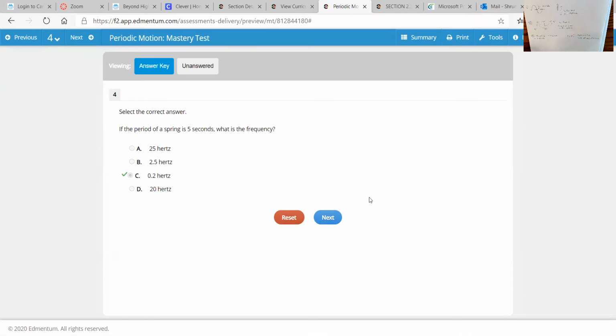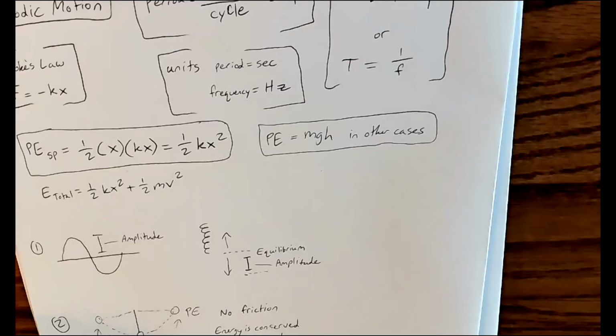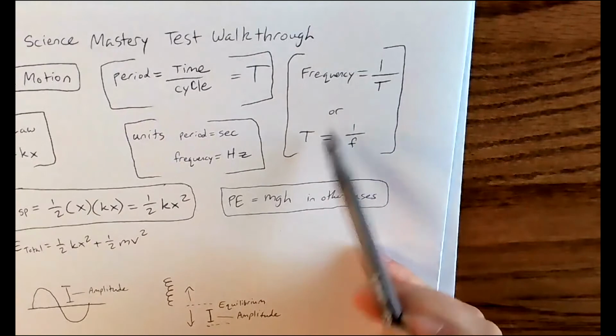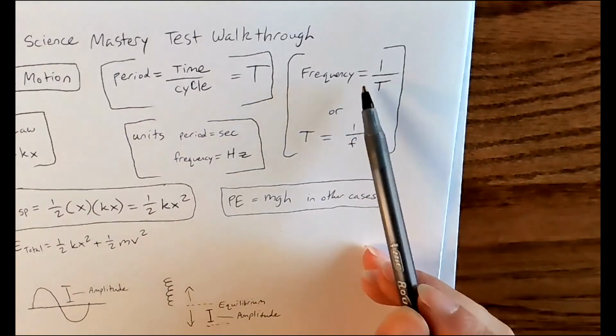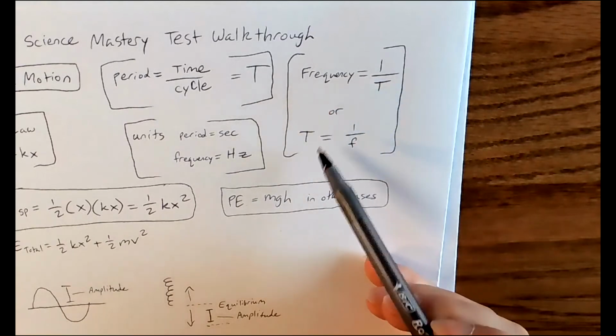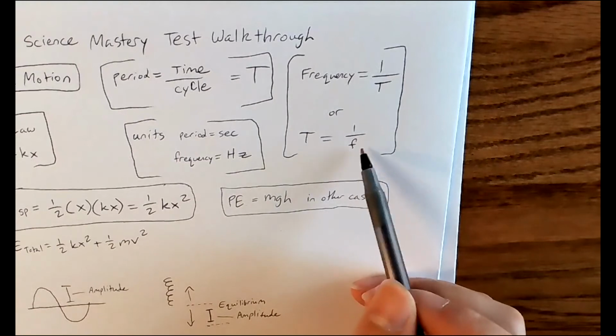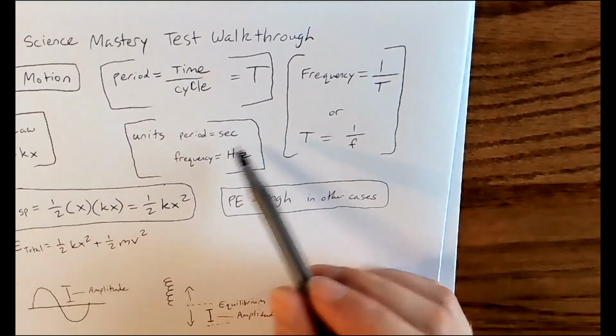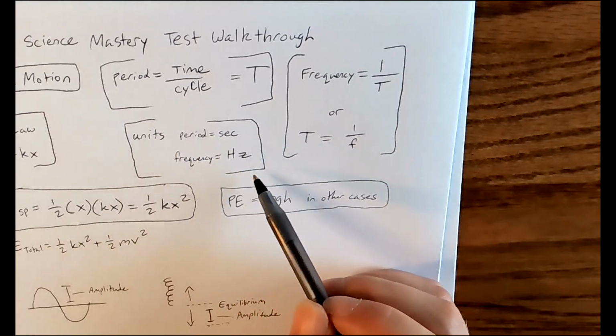If the period of a spring is 5 seconds, what is the frequency? We're given 5 seconds for the period. I wrote this equation down here. Well, we know frequency is inversely related to the period. 1 over the period equals the frequency, or the period equals 1 over the frequency. And the units for period are seconds, and then frequency, hertz.